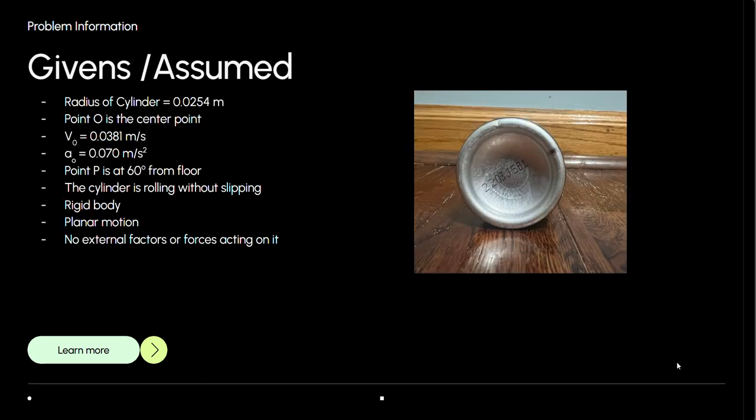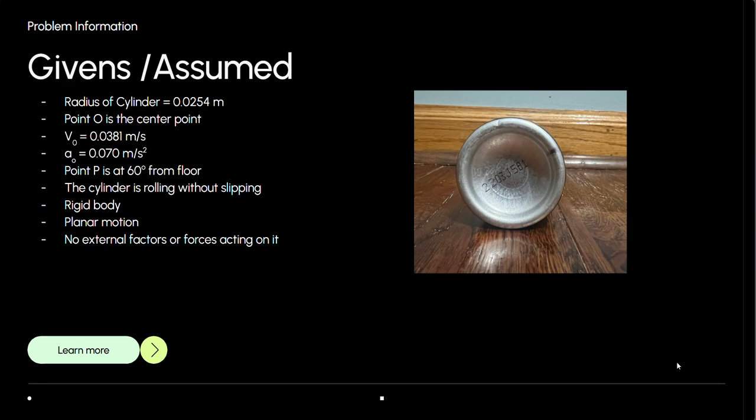So in this problem, we have some assumptions and givens. We're given the radius of the cylinder, which is 0.0254 meters, and we know for sure that point O is the center point of the cylinder, right there in the center. The initial velocity is 0.0381 meters per second. Initial acceleration is 0.07 meters per second squared.